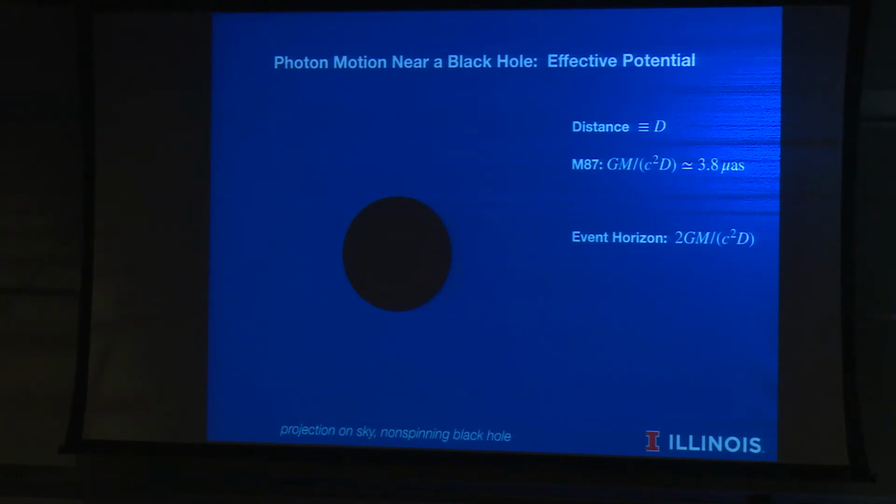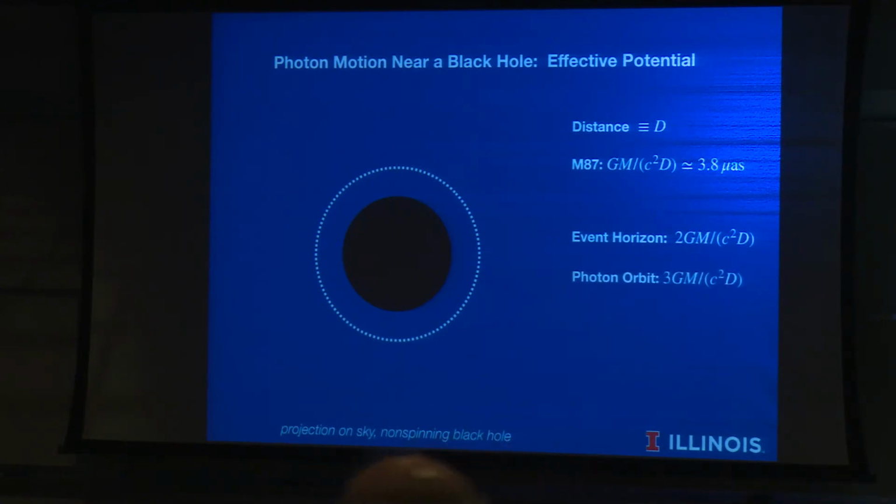Now let's take the photon orbit, which is at 3GM over c squared d, and naively, again, project that onto the sky. So we're not doing any radiative transfer. We're not tracking the photon orbits as they come toward us. We're just taking r over d to get the approximate angle. And that's, again, at 3GM over c squared d.